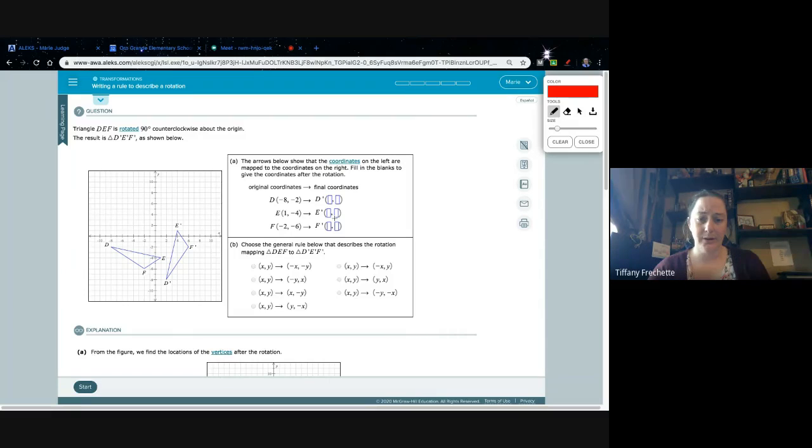All right, so with this one, what they're going to do is give us an original, which is DEF, and then they're going to give us a moved one, which is D prime E prime F prime. So it's with that little apostrophe, you say prime. So in the first one, they want us to identify how did we move D to D prime. And we're rotating this 90 degrees clockwise. So this is the rule for rotating 90 degrees clockwise.